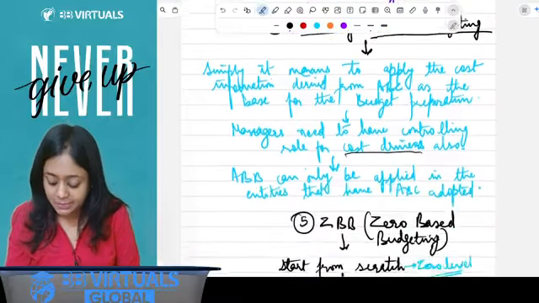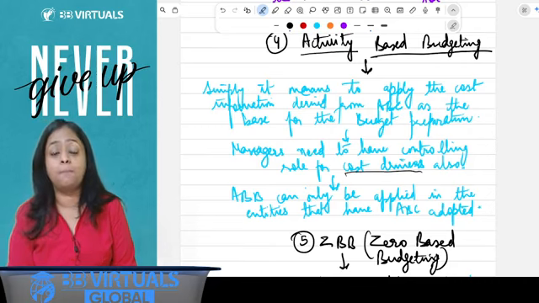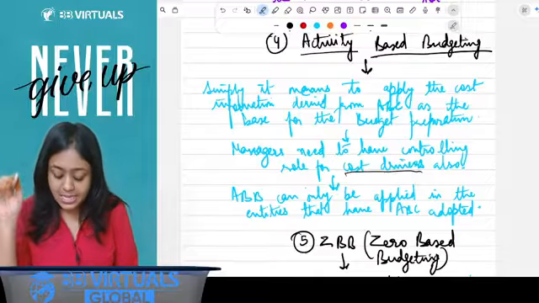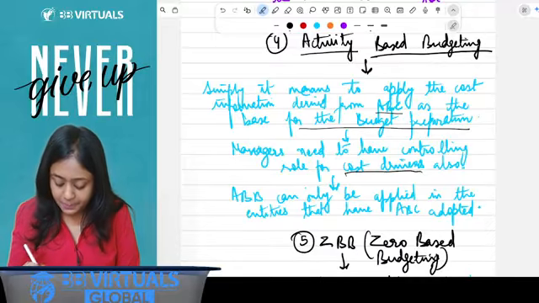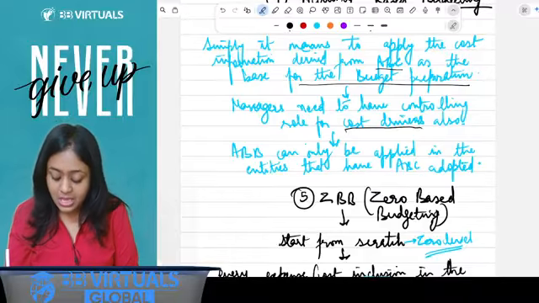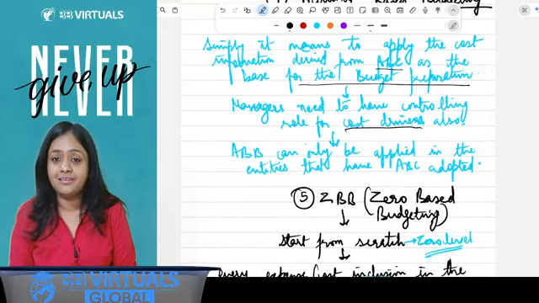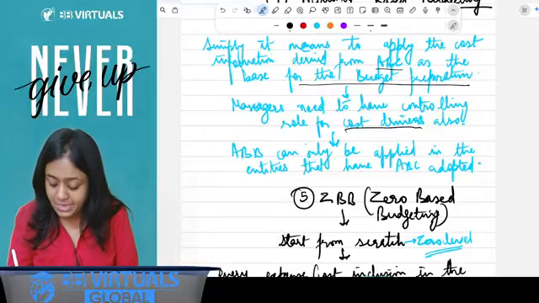Next is activity-based budgeting. We know activity-based costing. So when an organization applies activity-based costing into its budget also, then we call it ABB, activity-based budgeting. Simply it means to apply the cost information derived from ABC as the base for budget preparation. Managers need to have a controlling role for the cost drivers, and ABC can only be applied in the entities; only if ABC is applied in the entities can ABB be applied.